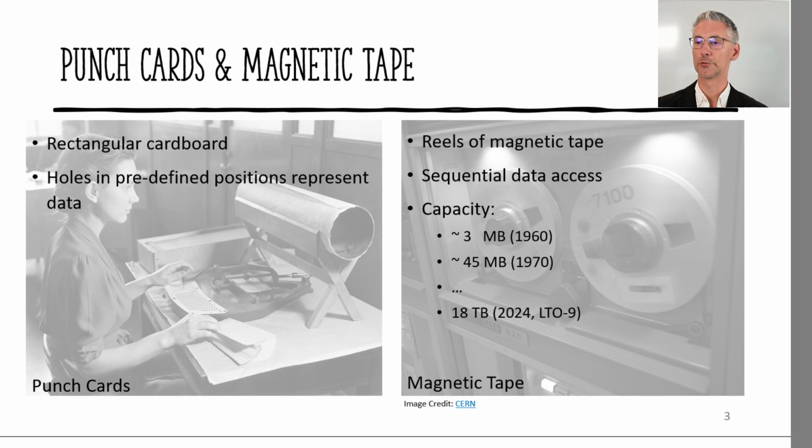Magnetic tape started then to emerge in the 1960s. They started as reels of magnetic tape and allowed sequential data access. In the beginning the capacity was rather humble by today's standards, but 3 megabytes was quite a big deal in the 1960s. In the 1970s this progressed by more than a factor 10. And magnetic tape is still used today, and one cartridge, as it's now used, holds up to 18 terabytes of uncompressed data.